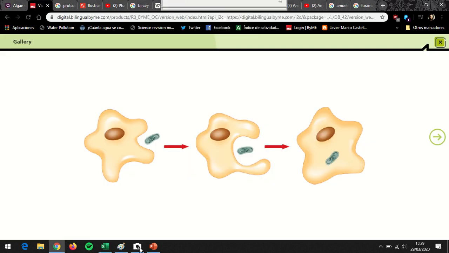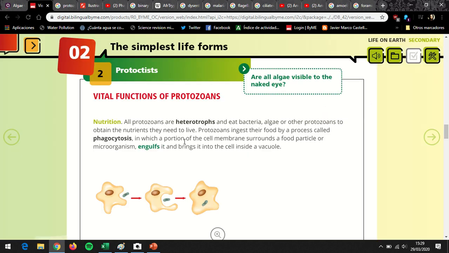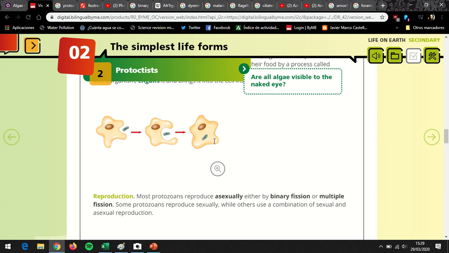So in this case, remember that phagocytosis is a very simple process that both protozoans and our white blood cells can do to engulf, to take inside themselves, these tiny particles or organisms that they consume. Okay? So nutrition, heterotrophic through the process of phagocytosis.